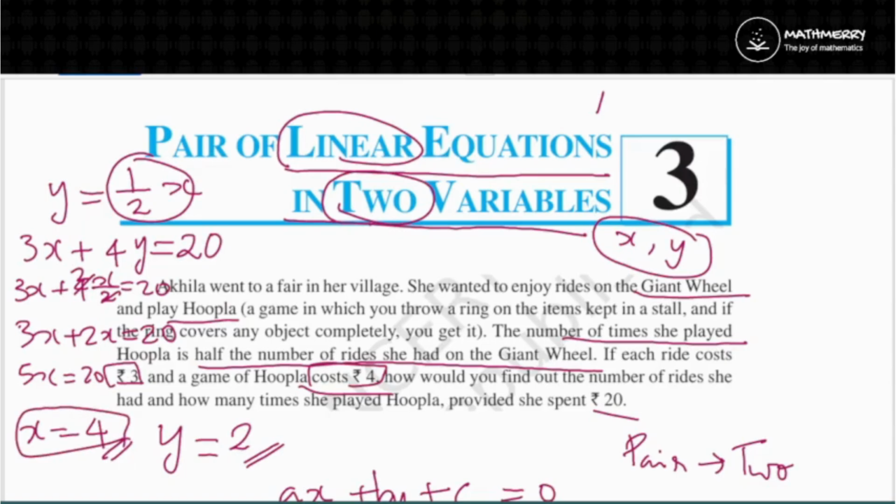So this is how we use a pair of linear equations in two variables to find out various aspects when certain data is given. In this case we were finding out the number of times she played different rides or games. So this is how you will do it. This is a small example. We will look into more examples in our chapter.